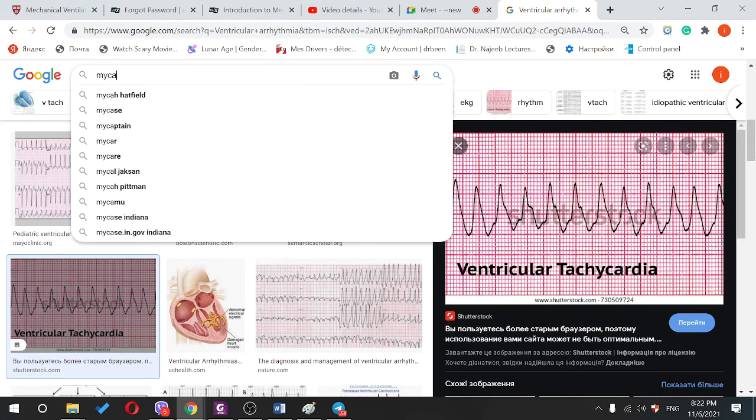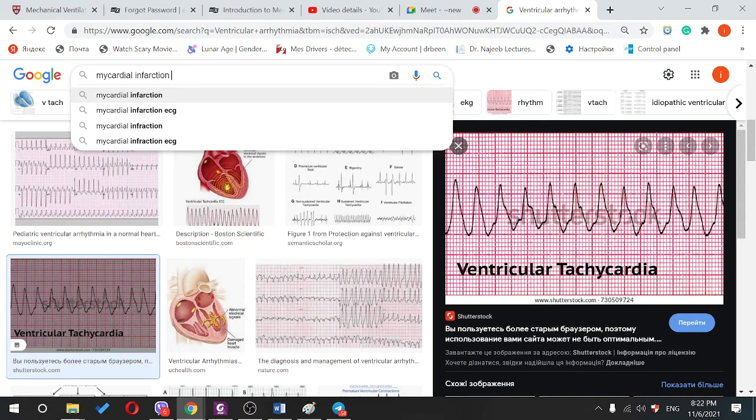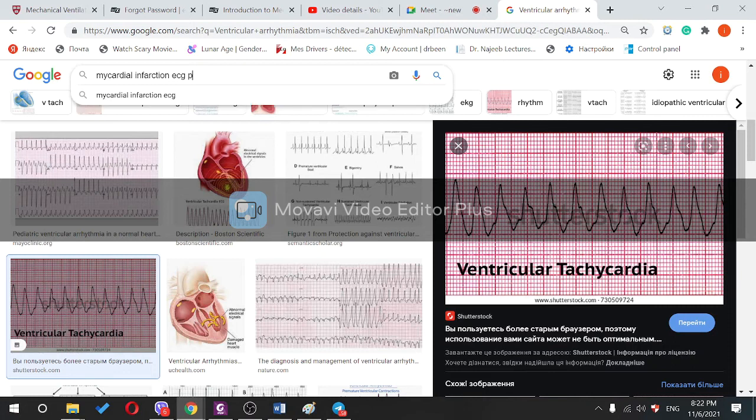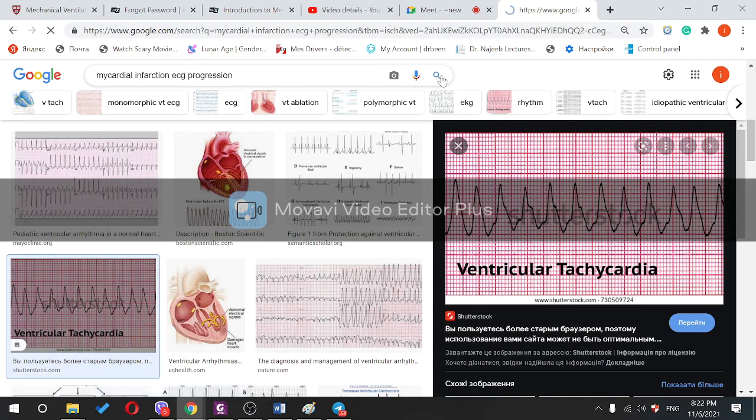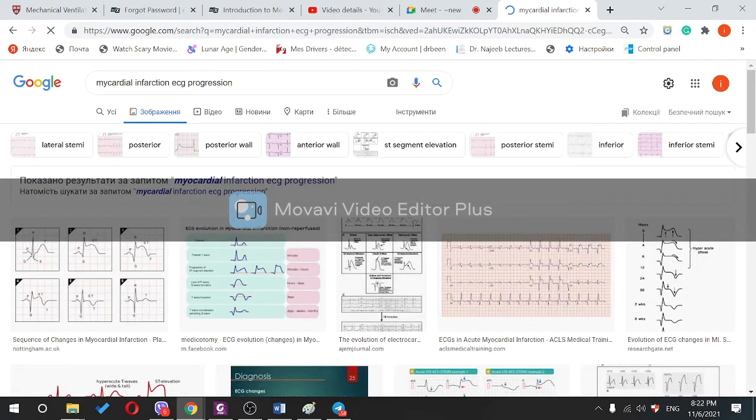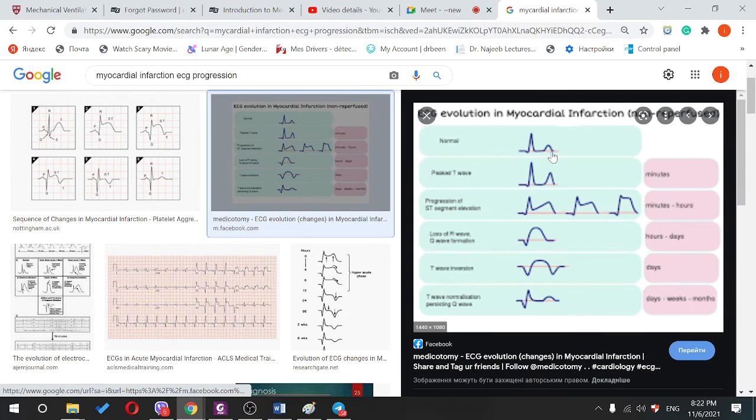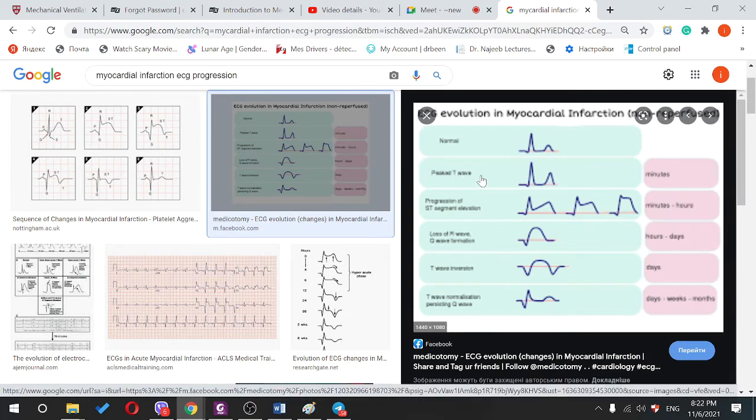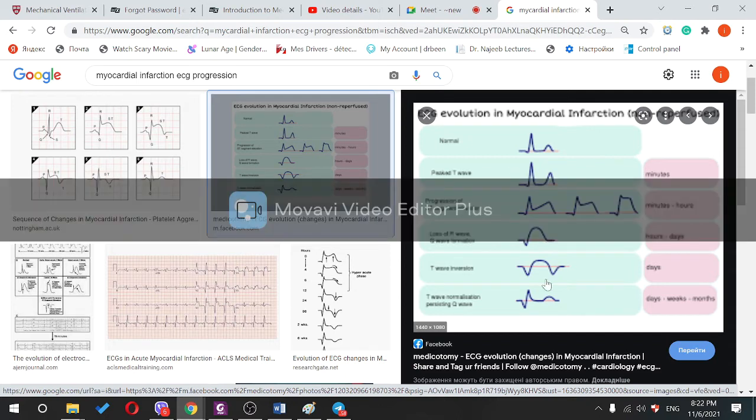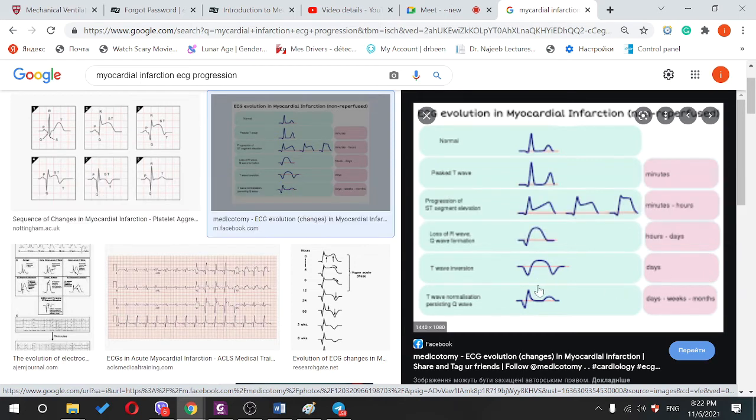So if you write myocardial infarction ECG progression, you will see the following. Well, initially, it's true that you have a peaking of the T wave. See, it's a peaked T wave. Here it is, it's peaking. But after some time, you have this ST segment elevation, and then T wave inversion. So minutes after the MI, you will have a peaked T wave. Days after the MI, you will have T wave inversion. I hope it makes sense.